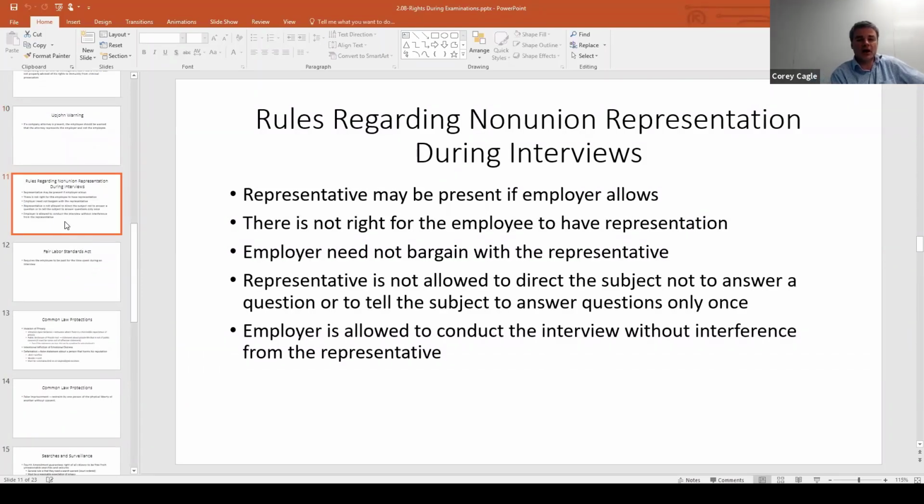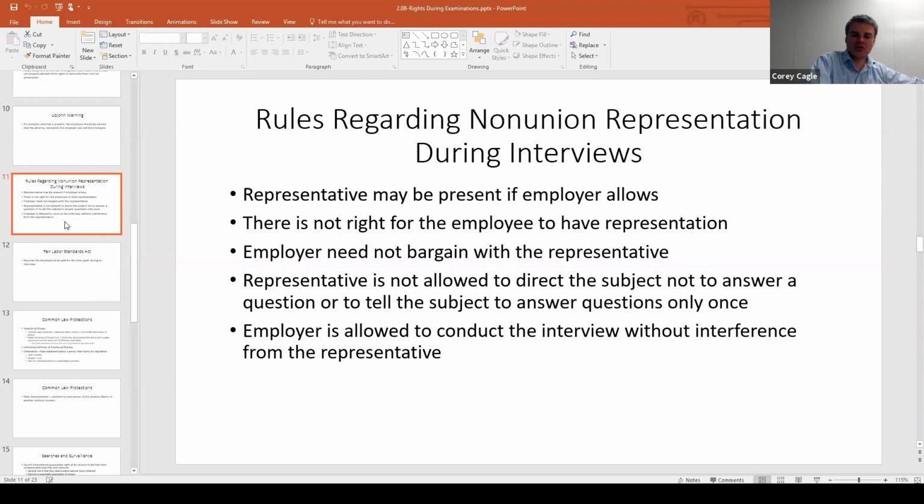Rules regarding non-union representation during interviews. A representative may be present if the employer allows. There's no right for the employee to have representation. The employer need not bargain with the representative. This is all non-union. Union stuff's different. Non-union, you kind of lose your rights to a lot of this stuff.